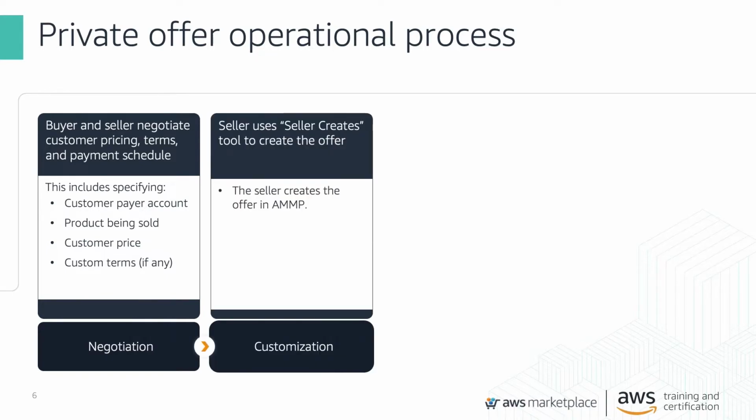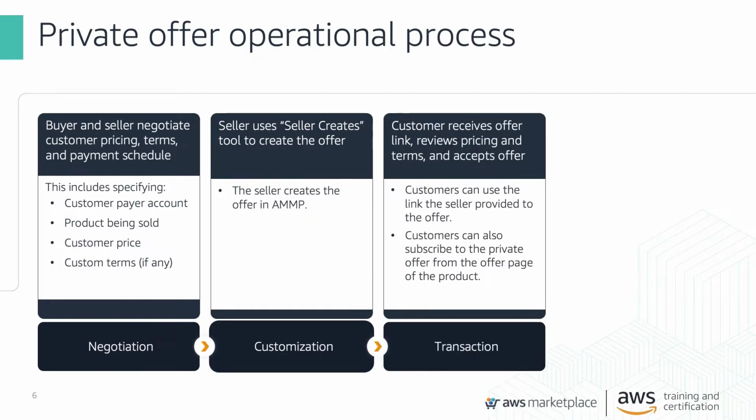Next comes offer customization. Once the buyer and seller have come to an agreement on the pricing, the payment schedule, and the terms, the seller needs to create the offer. If you are a seller and you're not able to use the Seller Creates tool, please reach out to mpcustdesk@amazon.com.